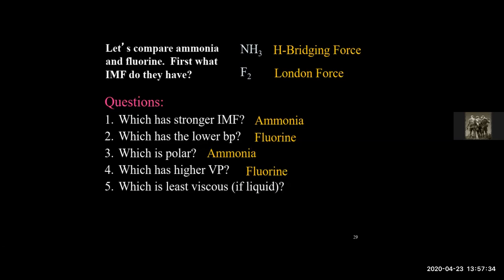And then which one would be the least viscous if they were in the liquid phase? The one with the weakest IMF would be the least viscous. It's fluorine in this case. And which has the more surface tension? Again here, ammonia will. Ammonia would beat out the fluorine by much more if both are in the liquid phase.